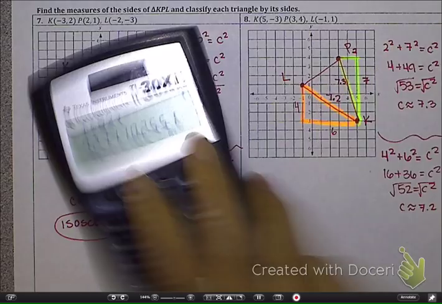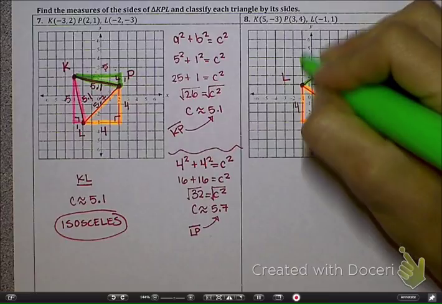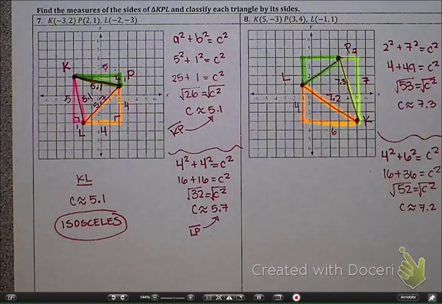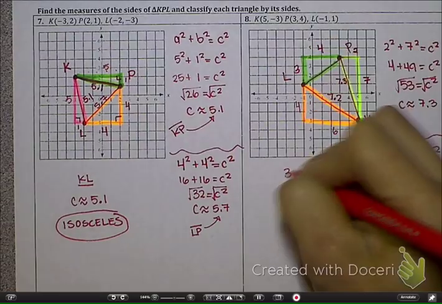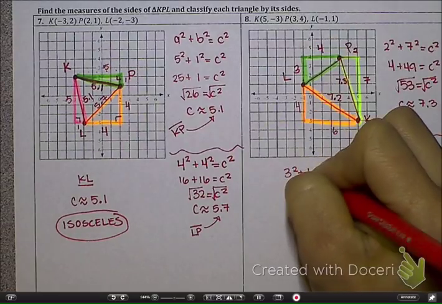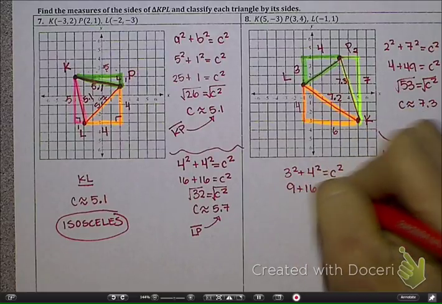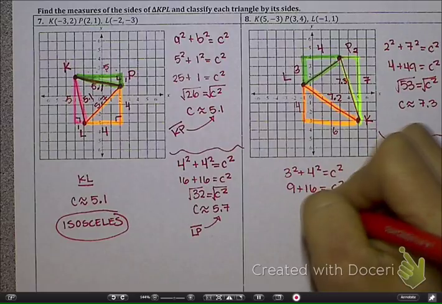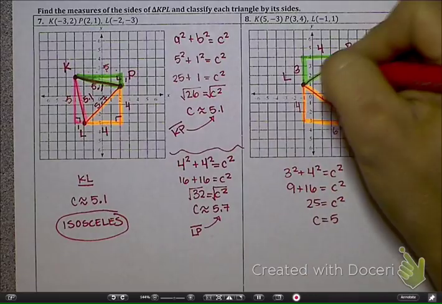Now, it looks pretty clear that the last side's not congruent, but we're going to go ahead and find the length anyways, just to prove that it's not the same size. Okay, so that last side. This one works out to be pretty nice. What's the square root of 25? So that side's exactly 5, okay?